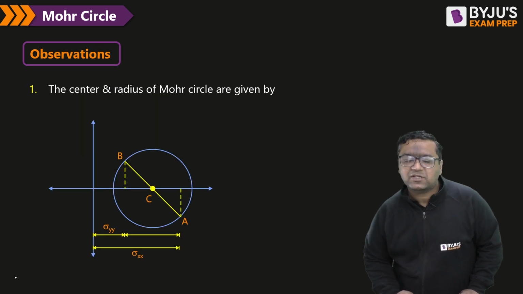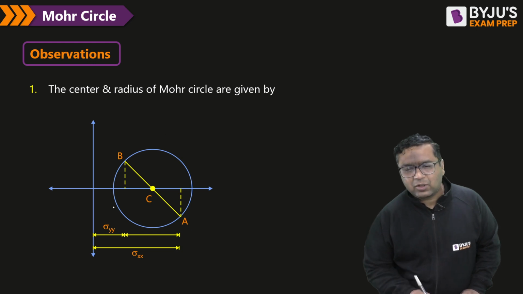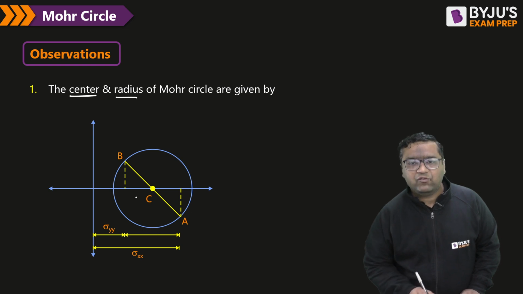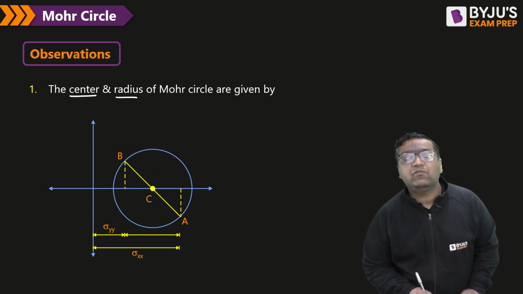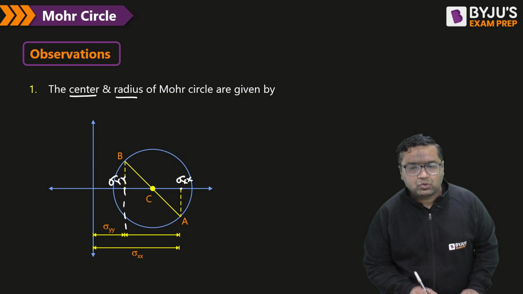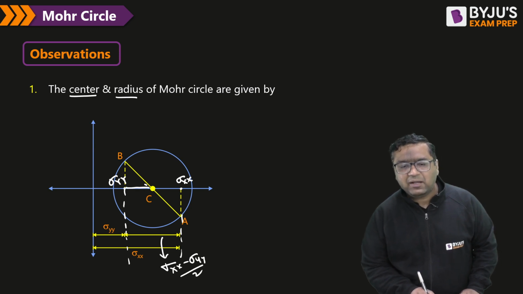Now let us see the first very important observation, or you can say the significance. For this Mohr circle, the first point is about the center and radius. We already have derived this, but once again, if you want to write it with the geometry, then you know this point is sigma xx, and this point is sigma yy, that we already know. So my dear, the difference between these two will be sigma xx minus sigma yy. By symmetry, the center will be at half of this.